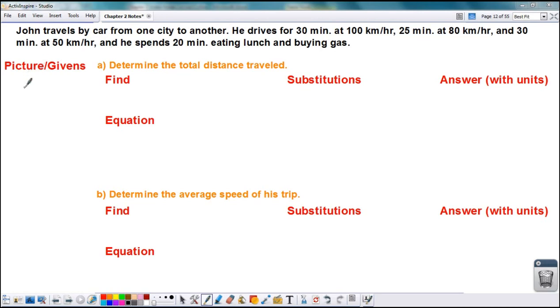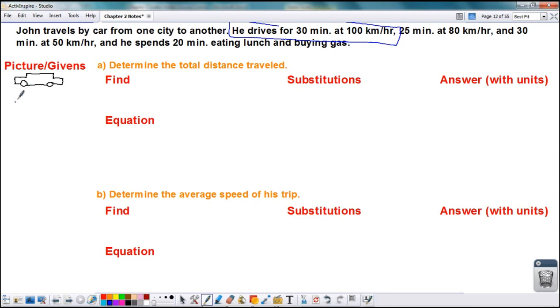So, we're driving a car along here. We could draw the car for each section, but I'm not going to have a whole lot of space left, so I'm simply going to draw one car here. And then if we look up here, there are 4 different parts to this problem. The first part, he drives for 30 minutes at 100 kilometers per hour. So we're going to write down the givens for that for part 1.